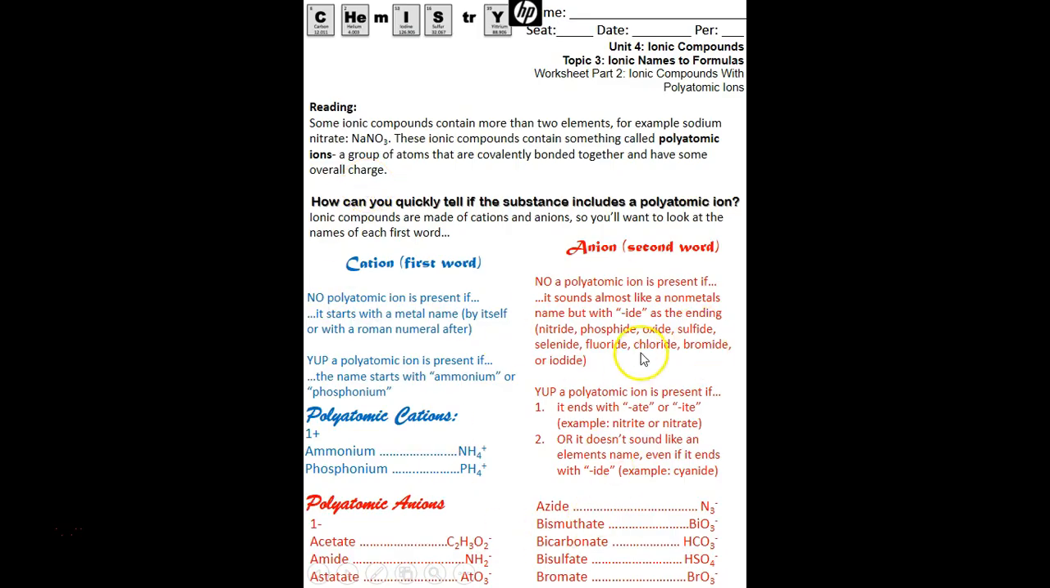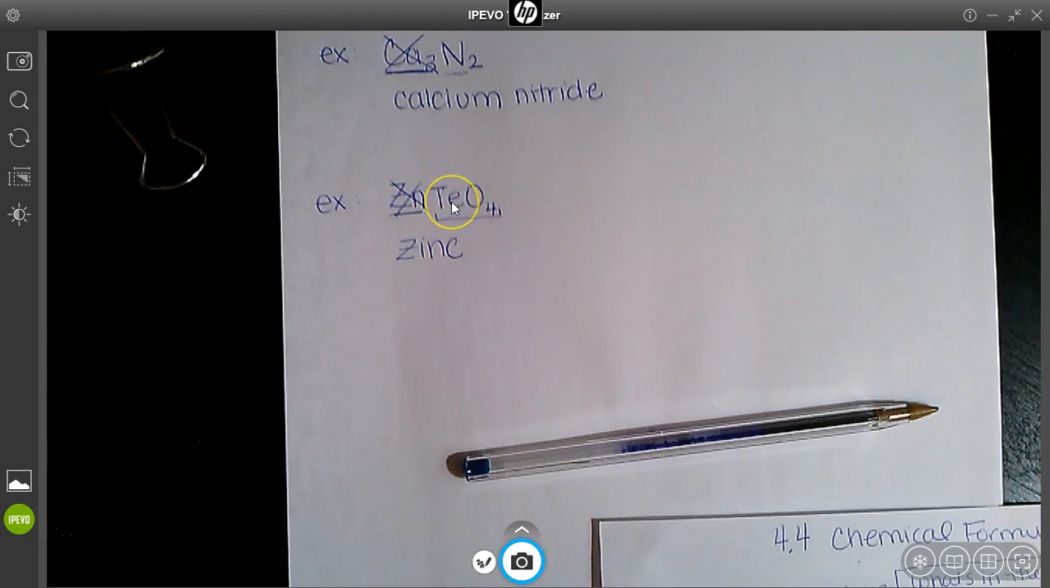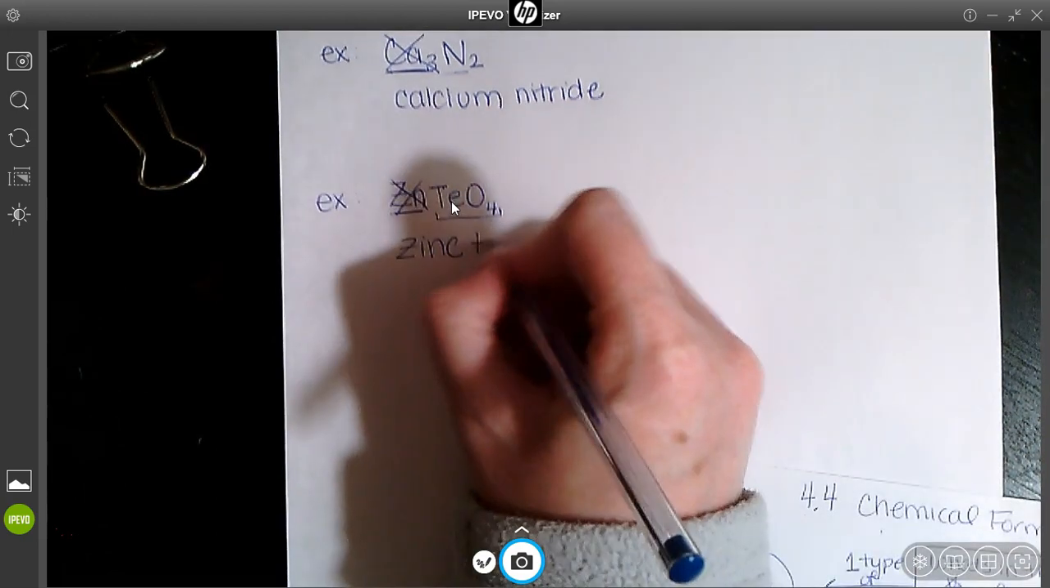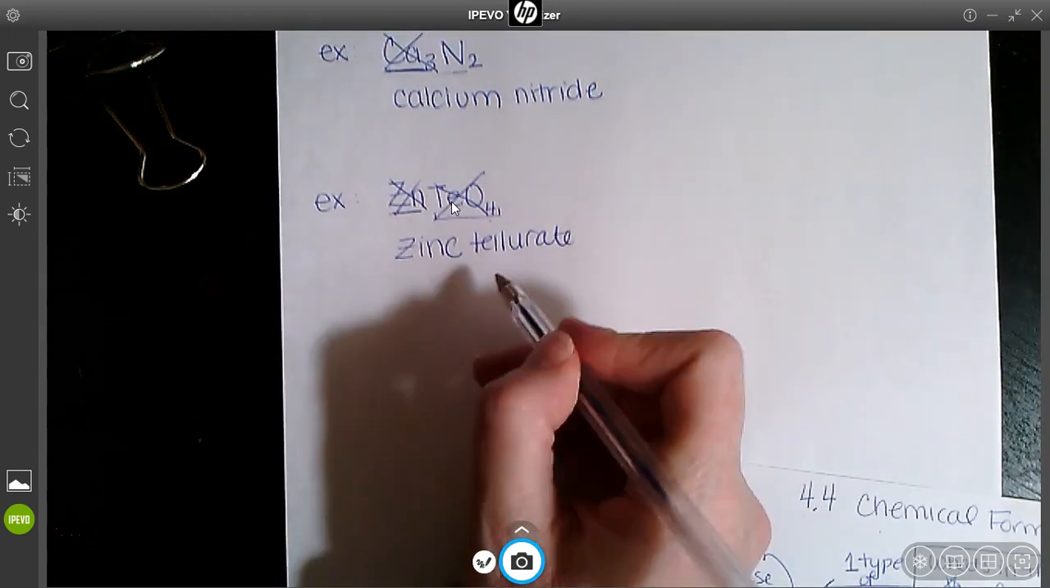On this worksheet, I'm going to go for my anions in red and look here for TeO4. I don't see any. TeO4. I'm going to come down here, and there it is. TeO4, tellurate. So TeO4 is tellurate. There it is, there's my name.